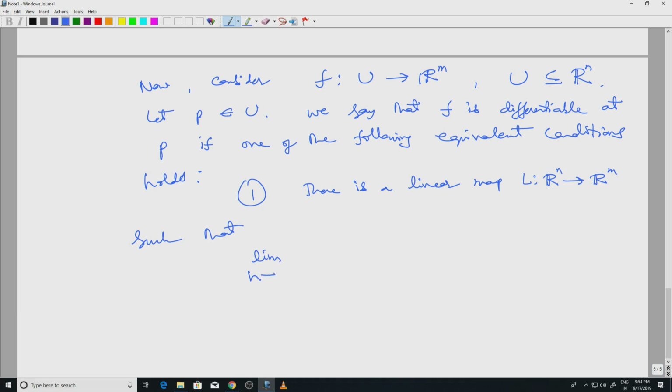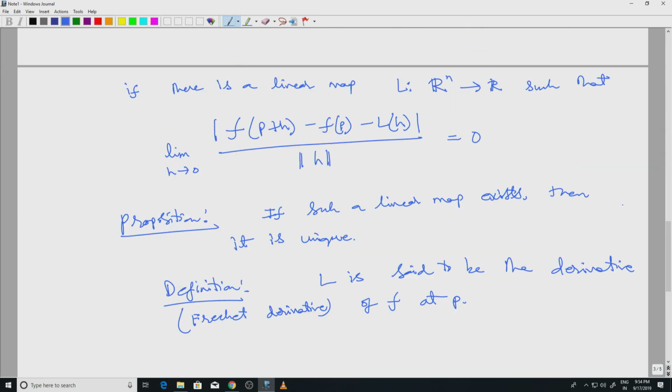the limit as h goes to 0. Now instead of absolute value, I have to use the norm sign. So the limit of f of p plus h minus f of p minus L h, divided by norm h, equals 0. So this is a direct generalization of the previous one where I had an absolute value sign.